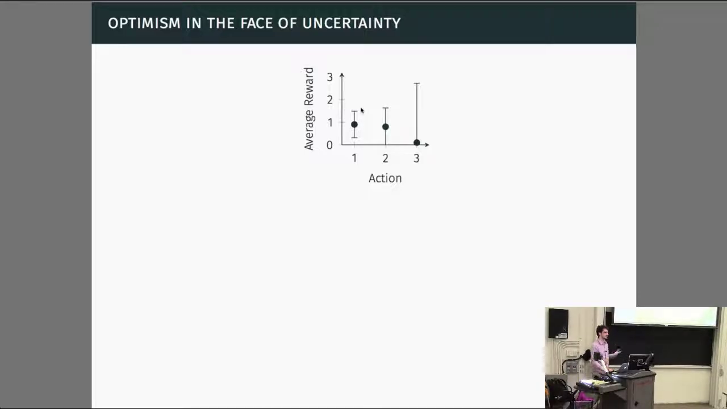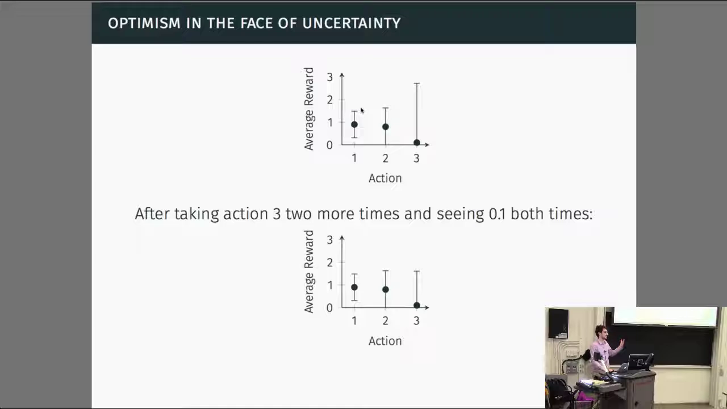Either way we're learning something: either we find that it actually is the best action, or we find that it's not, and then we can not waste time with it anymore. So in particular, if after taking action 3 two more times we saw a reward of 0.1 each of those other two times, the confidence interval will get small enough that we actually think action 2 might be better now, if we're optimistic. So then we actually switch to action 2.